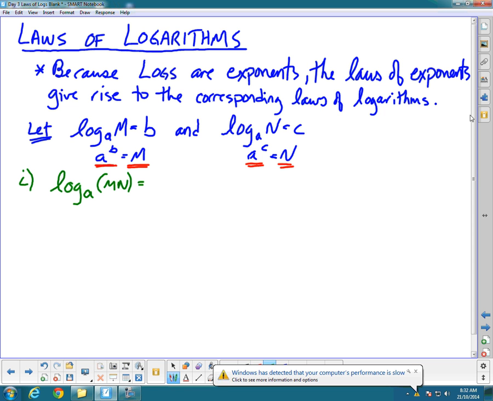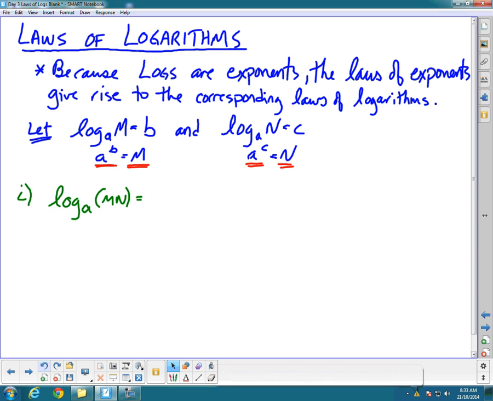The reason we're exploring the same base is because, just like the exponent laws, those need the same base. So when we're multiplying powers with the same base, we keep the base and add the exponents. Now we're looking at logarithms with the same base. We're looking at what happens when you combine logarithms.